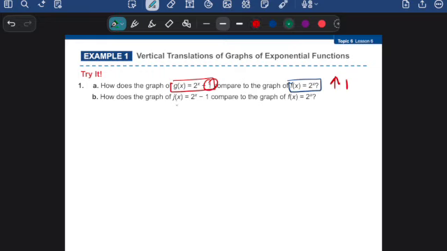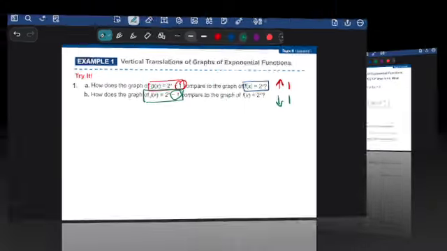For j of x, what are we doing? Well, same thing. We have a change outside the parentheses, but now we have a negative 1. K is negative 1, so we are shifting down 1 from the parent function. Hopefully this lesson goes pretty quickly because we've done these transformation rules 2 other times before.